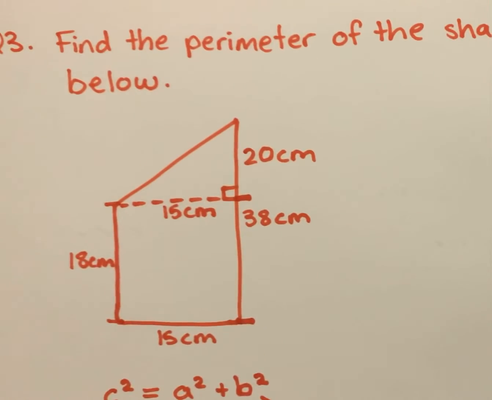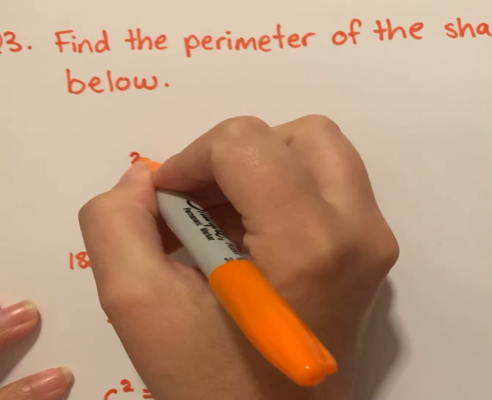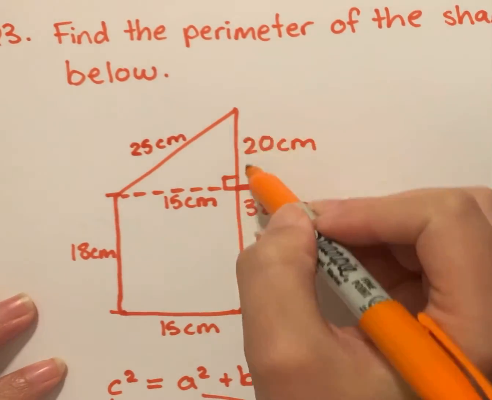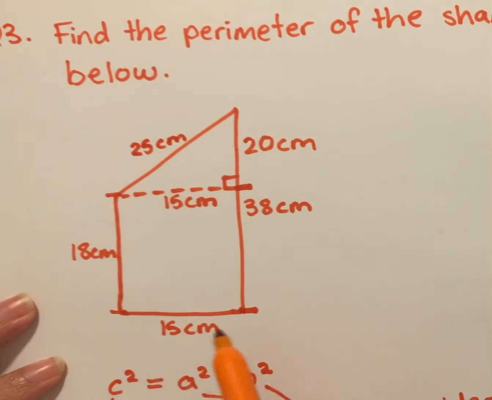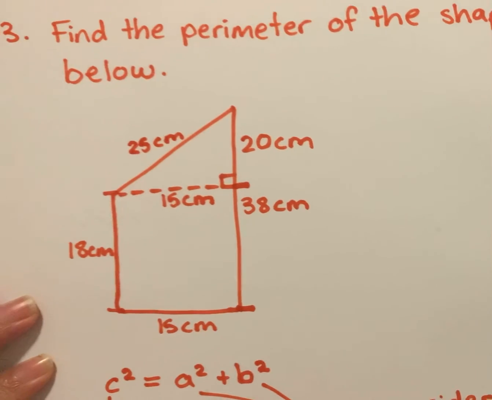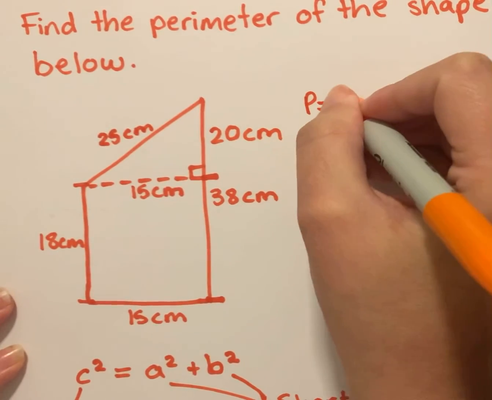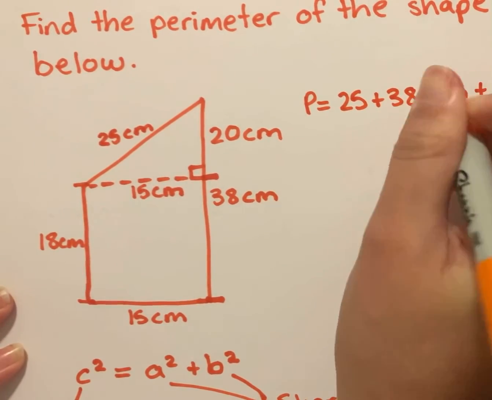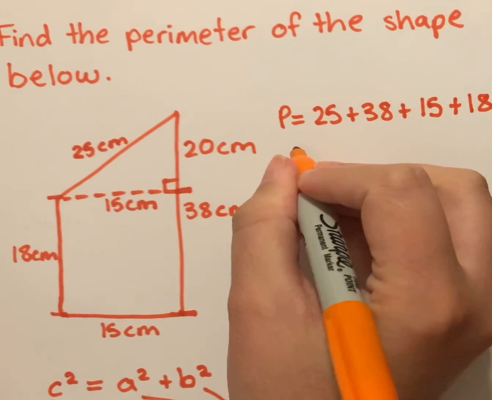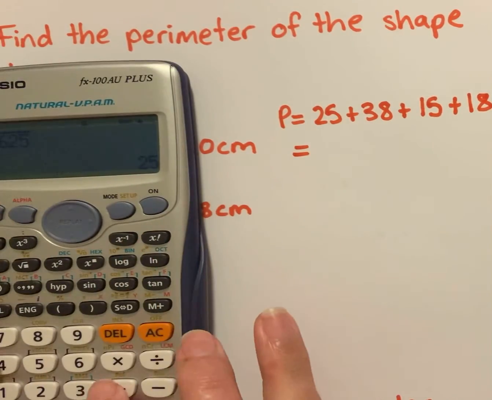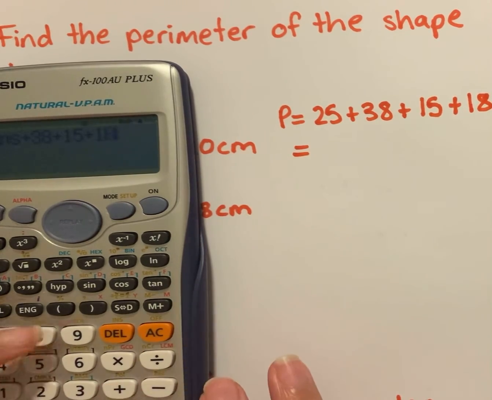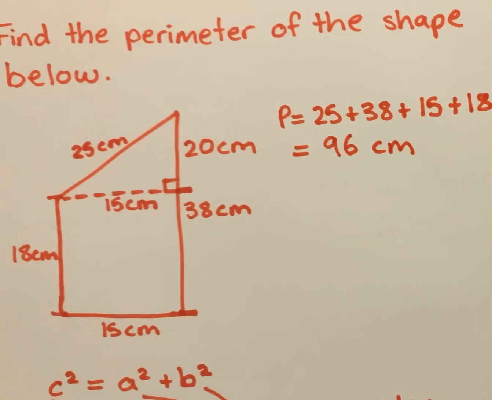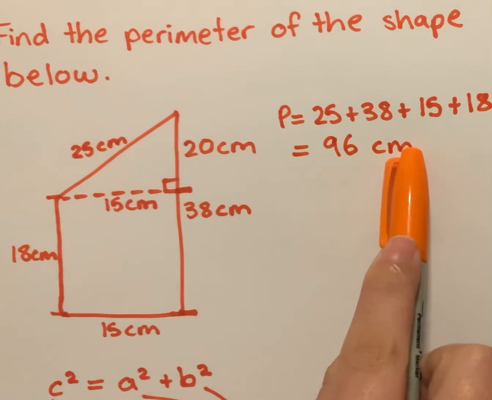So now we've got our unknown side. We can fill that information in on our diagram if we like, 25 centimeters here. So we've got all of our side lengths. Remember, this total side length is 38 centimeters, 15, 18, and 25. So we can find the perimeter quite easily. It's just going to be 25 plus 38 plus 15 plus 18 centimeters. If we add up all those values, we end up with a perimeter of 96 centimeters. And remember, perimeter is length, so our unit was centimeters.